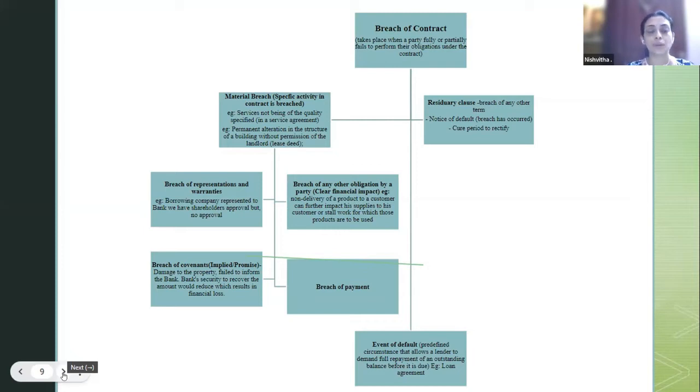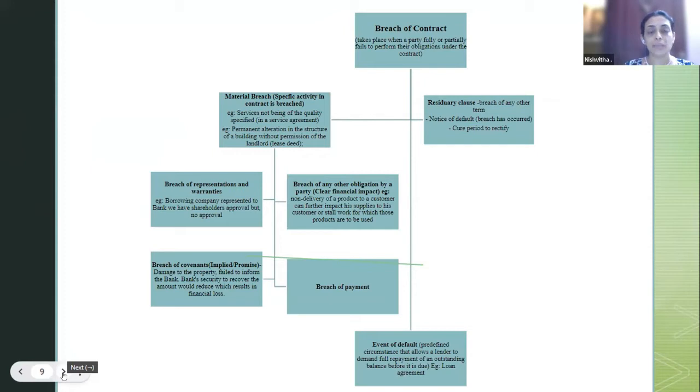Next is a breach of payment. At any point in time, you have to make the payment every month or once in 15 days, whatever, as mutually agreed between the parties. If you fail the payment, you can immediately go ahead and terminate the contract, or you can give him some cure period, another 10 days to make the payment and do it. However parties want it, go ahead and do it. So that is again your breach of payment.